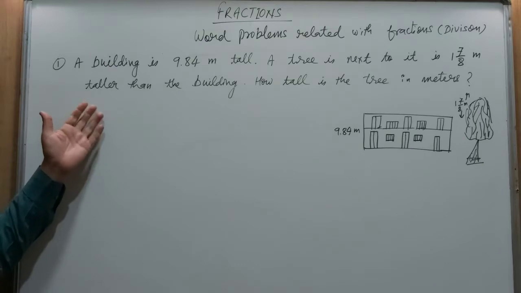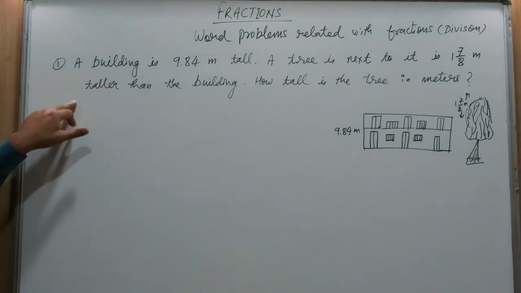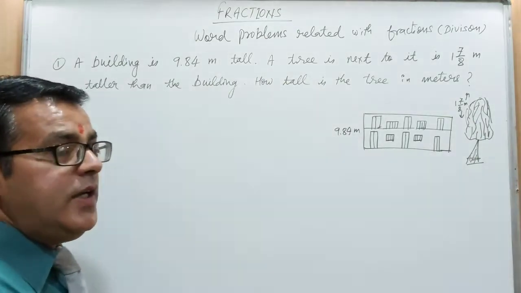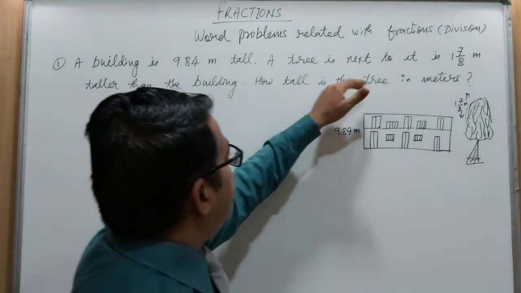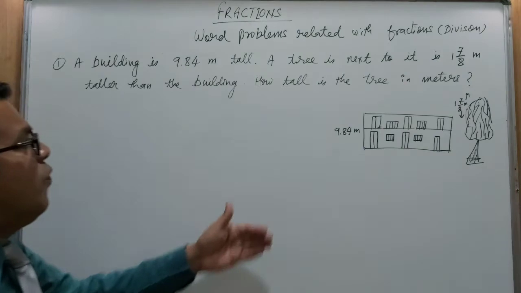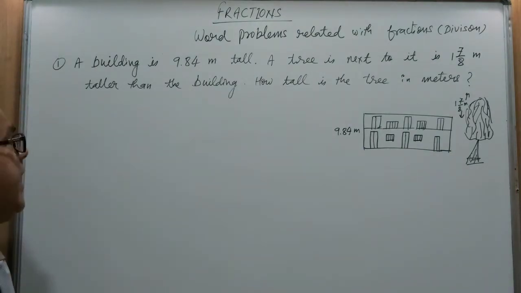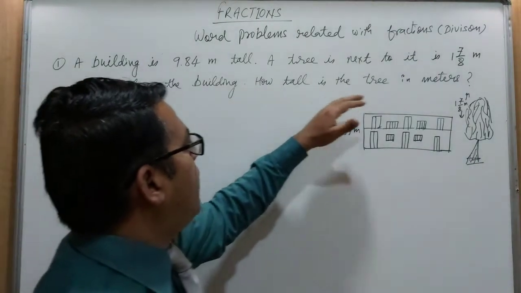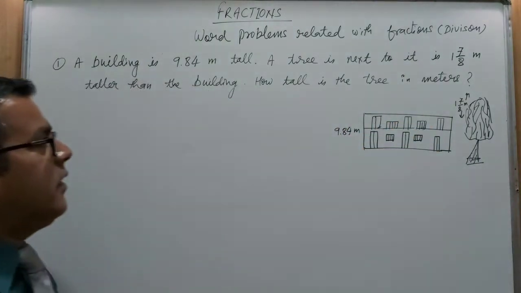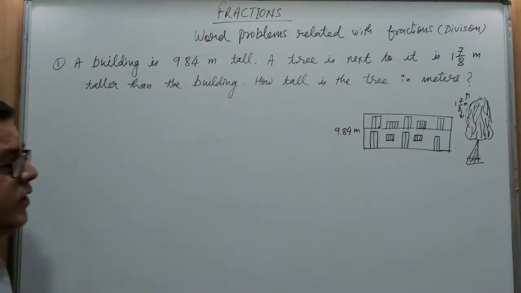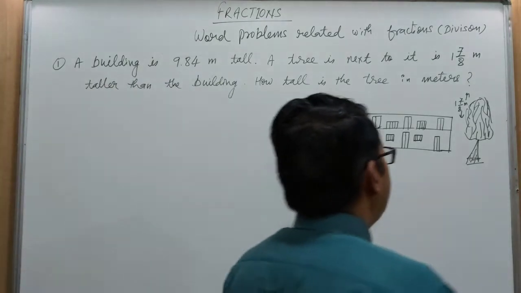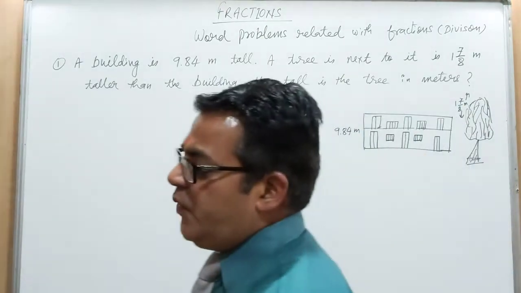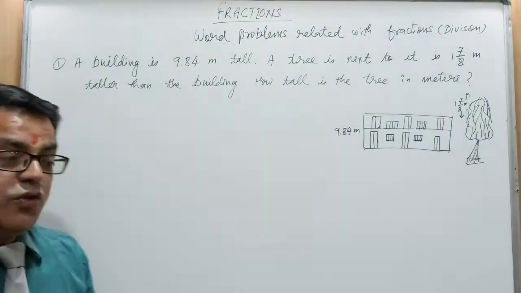So the question, which I have already written here, is: a building is 9.84 meters tall, right? A tree is next to it and it is one whole 7 by 8 meters taller than the building. Now, how tall is the tree in meters? This is your question. First, read the question carefully. Then we will discuss how we can solve it, how we can find the solution.